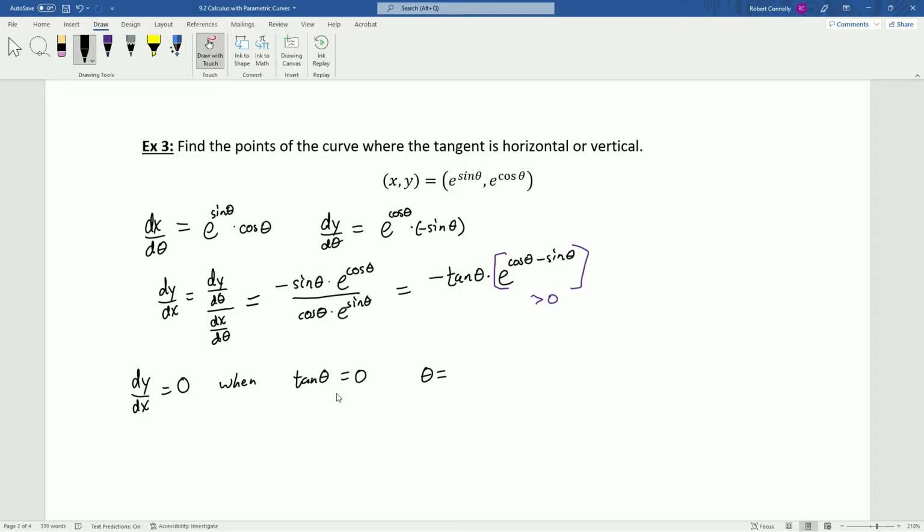And so that's any theta where, well, tangent of theta is 0 when sine of theta is 0. So that's going to be at 0 or pi or 2 pi. So that's any integer multiple of pi. So that means if theta is any integer multiple of pi, that means x is e to the sine of some integer multiple of pi, and y is e to the cosine of some integer multiple of pi.